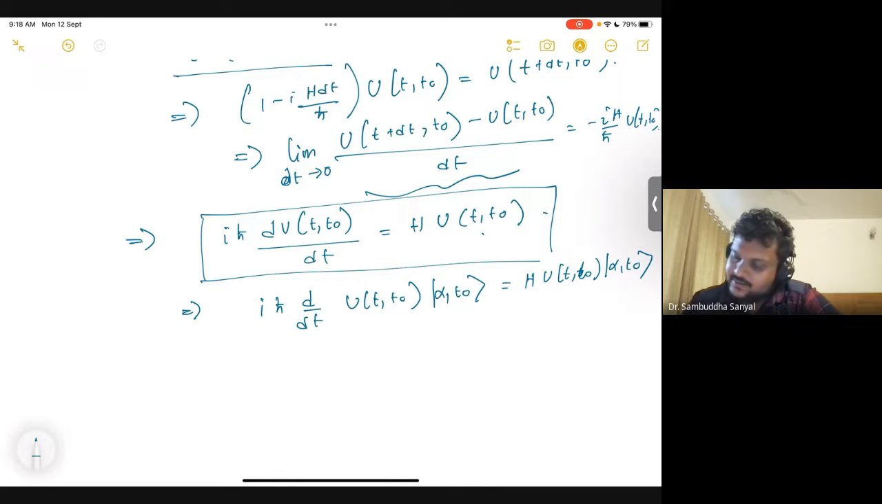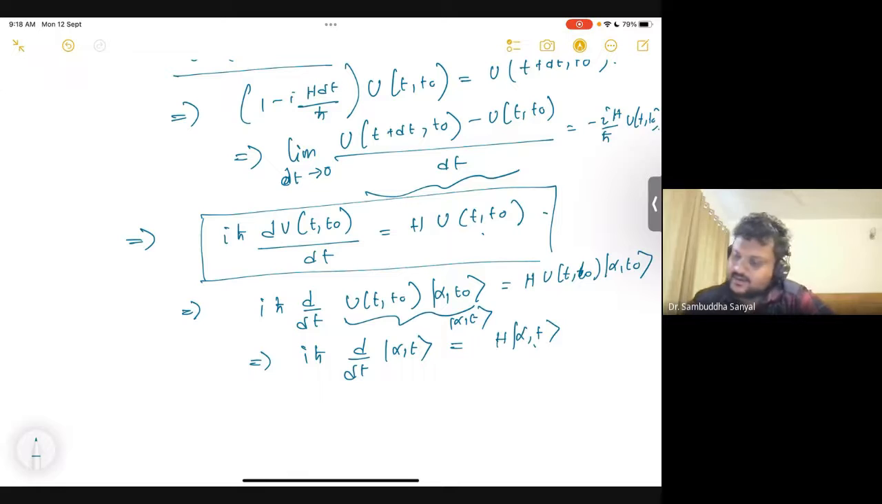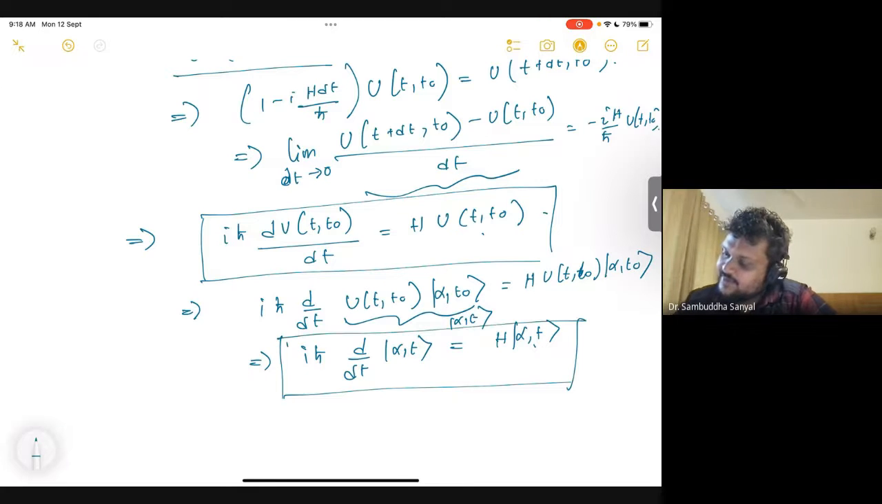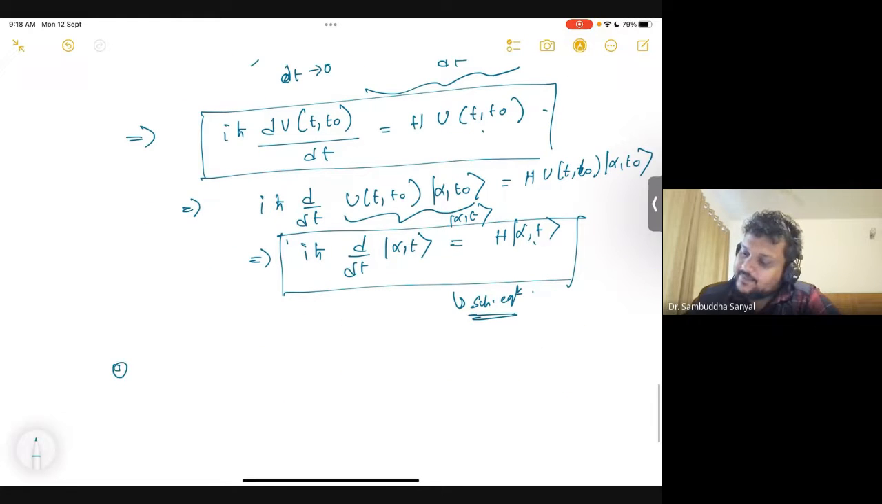On the state at time t equal to 0, and I get, because this is nothing but the state alpha at t, i h bar d/dt of alpha t equals H alpha t. Okay. So this is exactly the same form as before, but I worked it out in a different way. So this is the Schrodinger equation in bracket form. So basically the point is, if you know U(t, t0) and how it acts on alpha t0, then you know everything. So this is the next thing we'll work out.